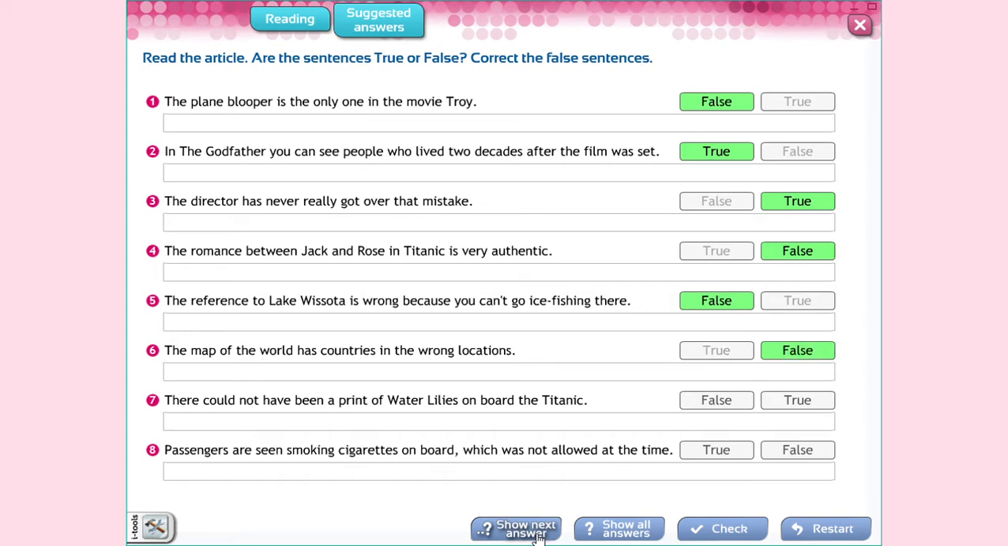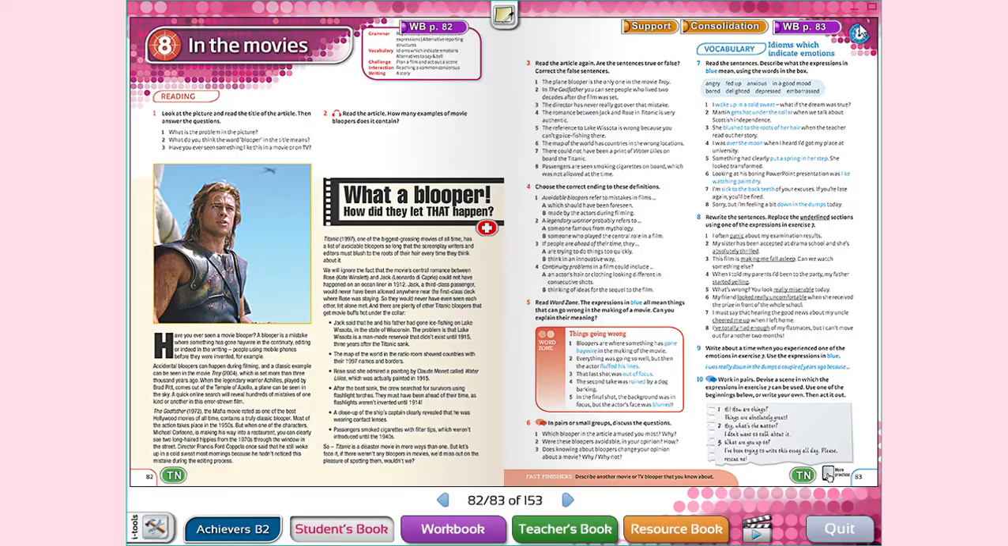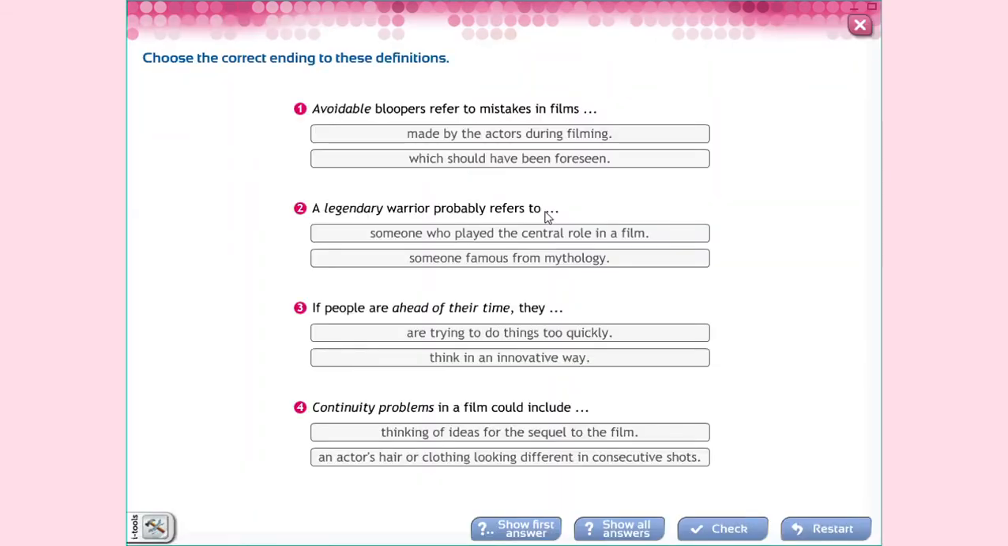That's false. Number 7. There could not have been a print of water lilies on board the Titanic. Why? Because water lilies were painted in 1915, it said. And this is true. Number 8. Passengers are seen smoking cigarettes on board, which was not allowed at that time. And this is false. I think it's a very easy comprehension exercise. So let's move forward.